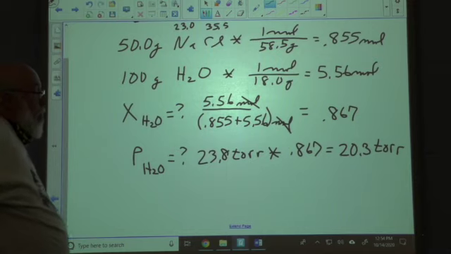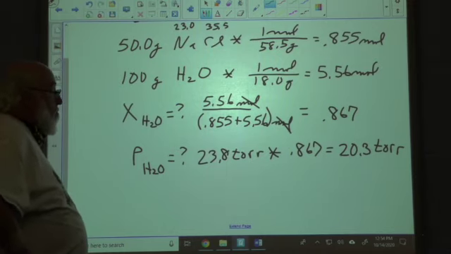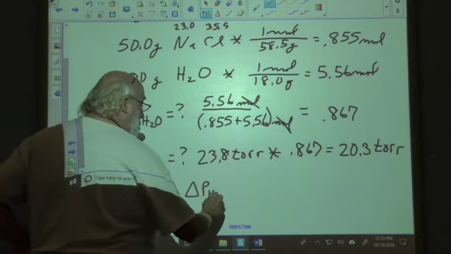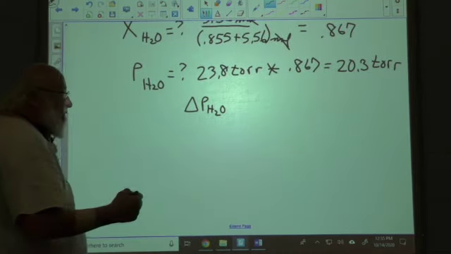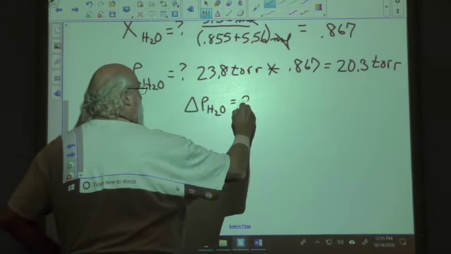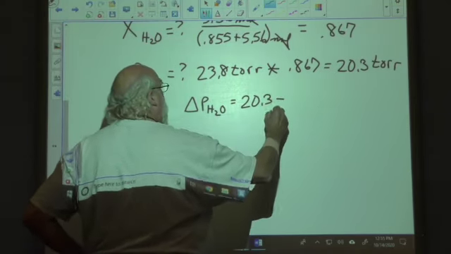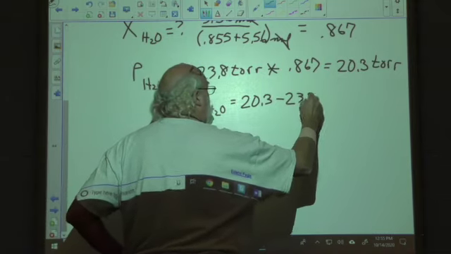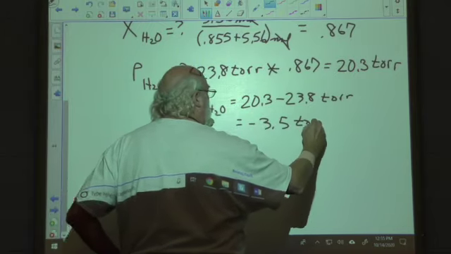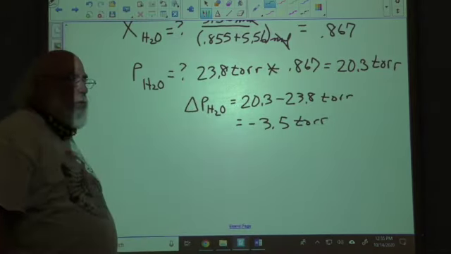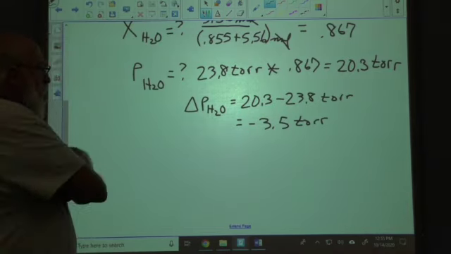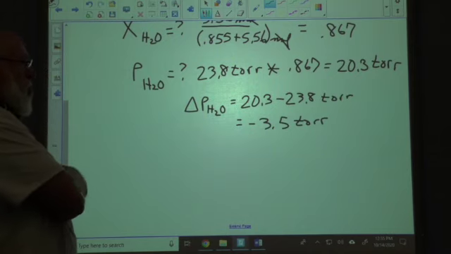So that means that we've lost 3.5. So let's just call this change of vapor pressure. It doesn't ask for it, but I think one of your questions will actually ask you that. So I will just go ahead and do this. The change in vapor pressure is the final, which is 20.3 torr, minus the initial, which is 23.8 torr. And so it's a loss of 3.5 torr. And that's what's going to happen when you add a solute to a solvent.